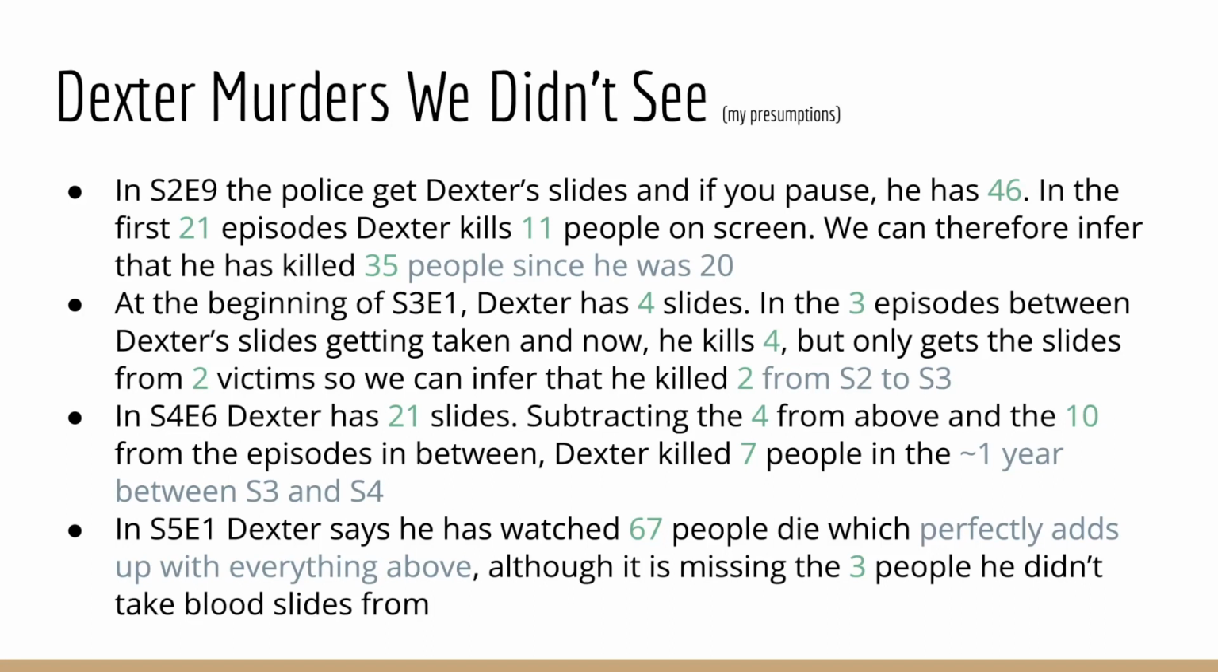Then at the beginning of season 3, episode 1, Dexter has 4 slides. In the 3 episodes between Dexter's slides getting taken and now, he kills 4, but only gets the slides from 2 victims. So we can infer that he killed 2 from season 2 to season 3. And those 2 victims are drug runners or something. When Dokes escapes the cabin, they abduct Dokes, and so Dexter kills them, but he doesn't take a slide because he didn't do the whole kill room with plastic wrap thing.